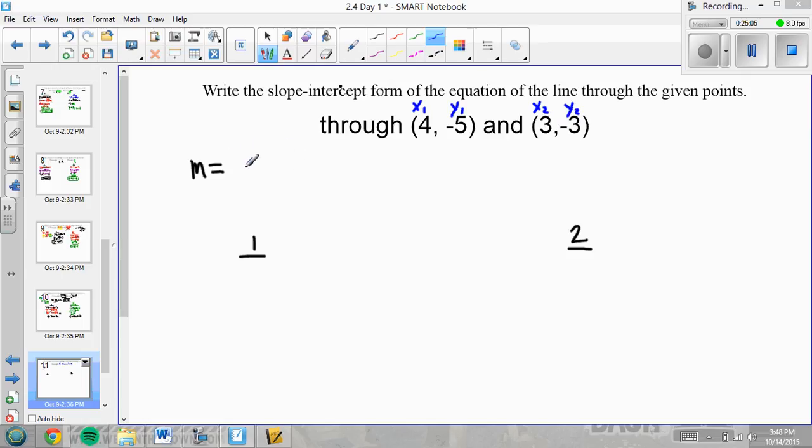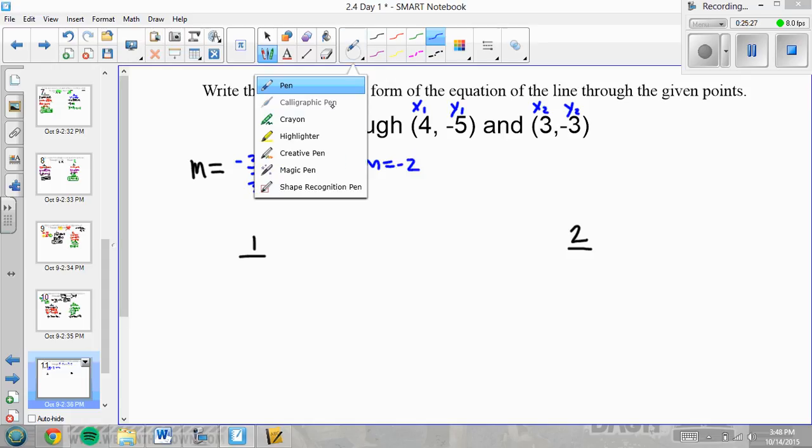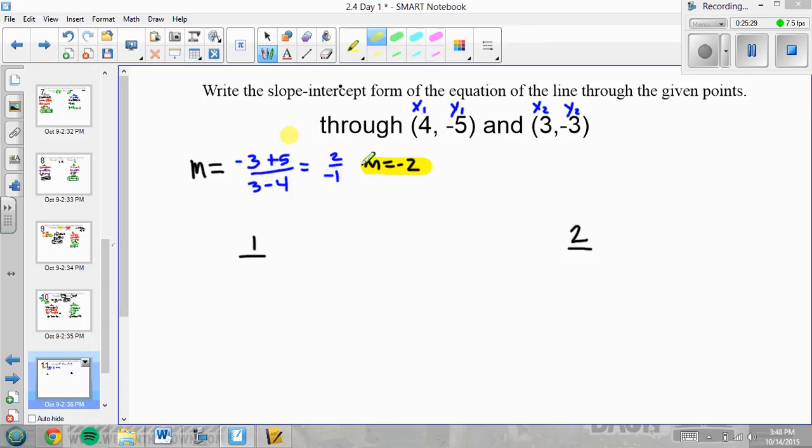Okay, so first thing we want to do is find our slope. So we know negative 3. We have minus and negative, so we know that becomes a plus over 3 minus 4. So for our numerator, the top, we get 2 over negative 1, which we know then m equals negative 2. So now we have our slope and we can pick a point.